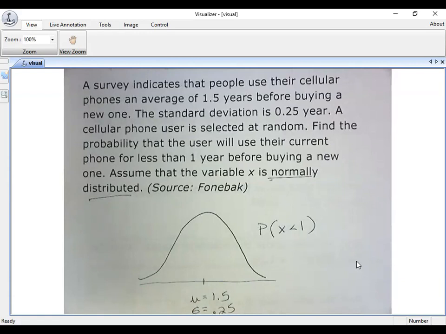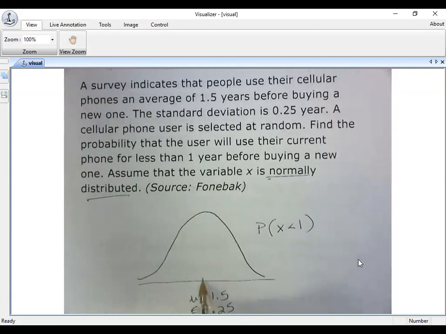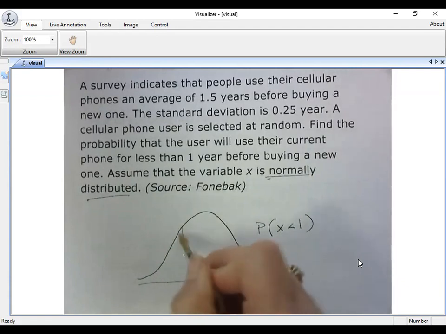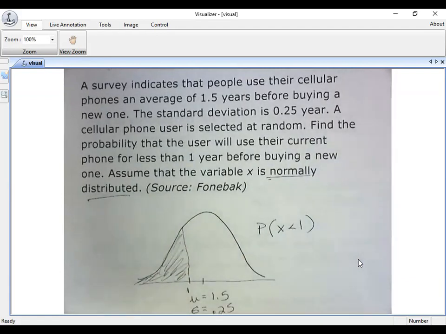Okay? Now, I want the probability x is less than 1 and the mean is at 1.5, is 1 going to be to the right or to the left of the mean? To the left. So somewhere over here is a value of 1, and we're trying to get the probability somebody would keep that phone less than 1 year.